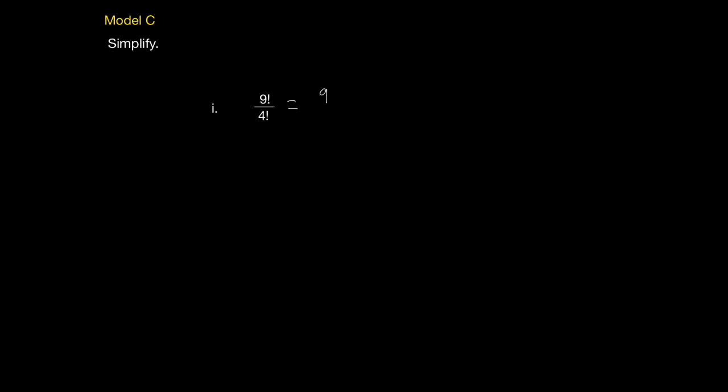So here 9 factorial is the same thing as 9 times 8 times 7 times 6 times 5 times 4 times 3 times 2 times 1. And expanding the denominator, which is 4 factorial, 4 factorial is 4 times 3 times 2 times 1.